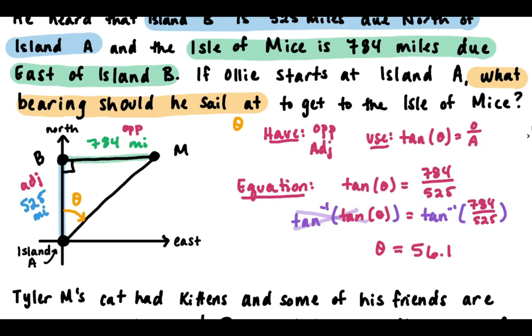56.192. And since that 2 is less than 5, I leave the 9 the same when I'm rounding. So I get 56.19. It's an angle, so my units are degrees. And there is Ollie's bearing, so he can go find the Isle of Mice. He's very excited.